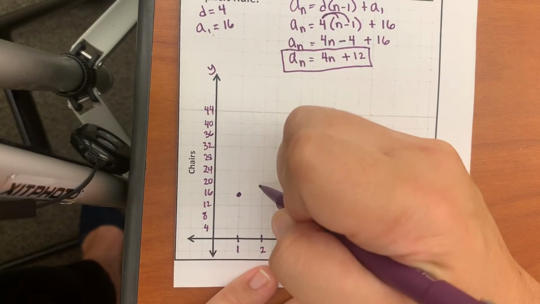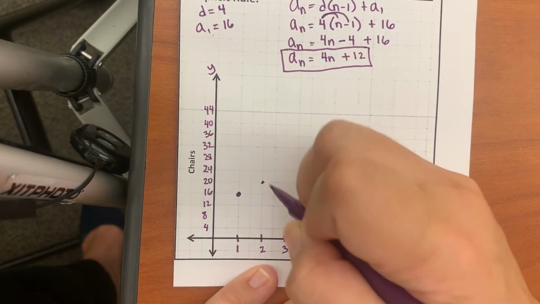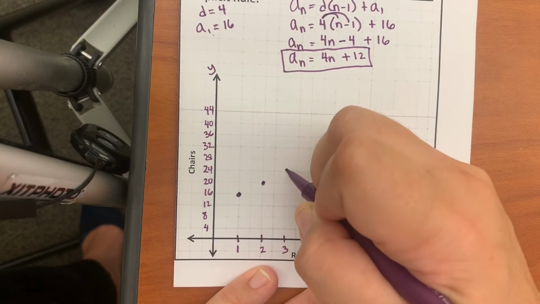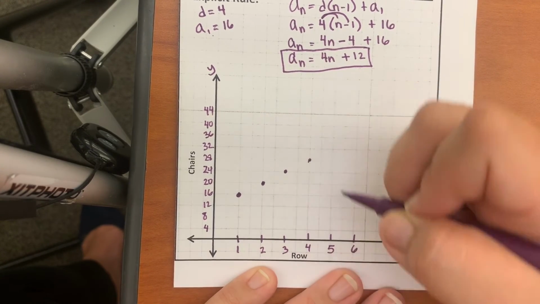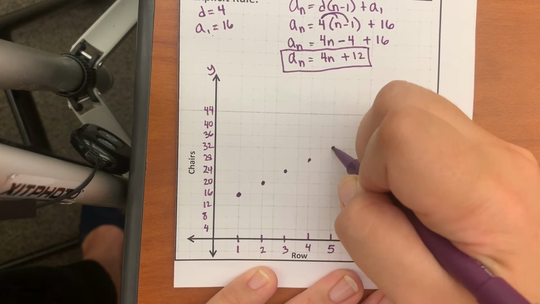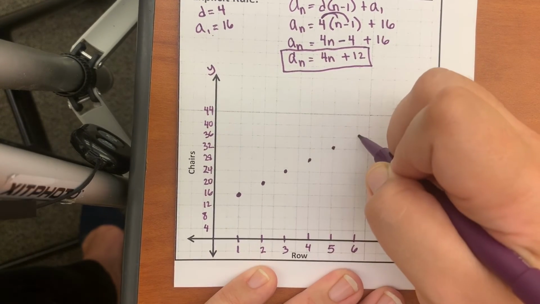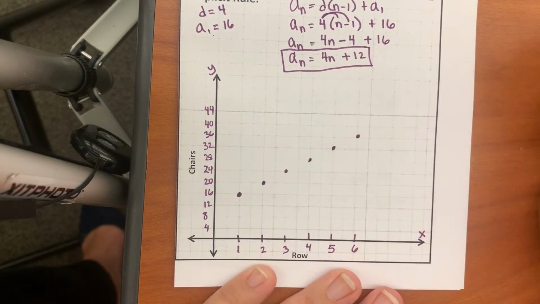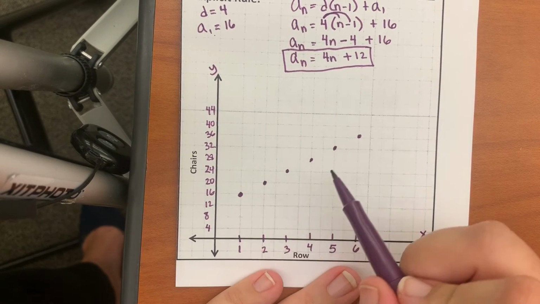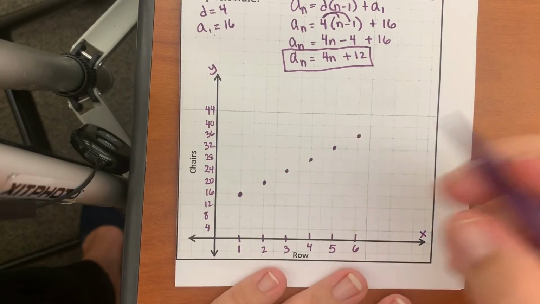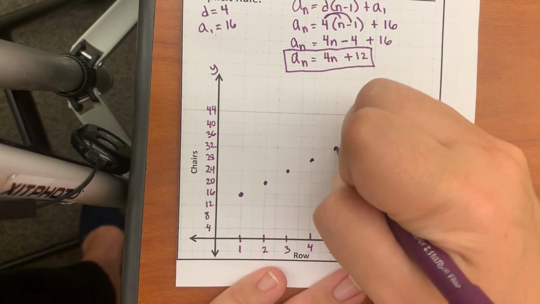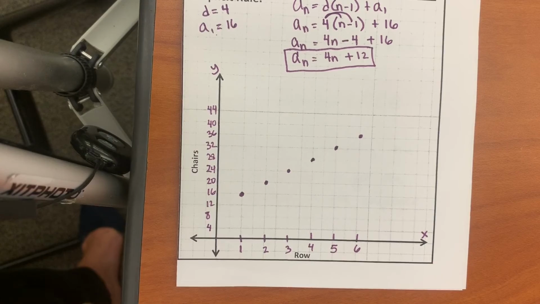In row 2 there were 20, so make a dot there. In row 3 there were 24. In row 4 there were 28. In row 5 there were 32. In row 6 there were 36. So if you look at the points on the graph, they're kind of making a straight line. We don't have to connect them or anything. We can just leave the points there. But that's what your graph should look like.